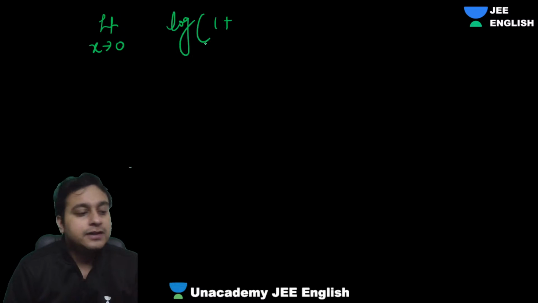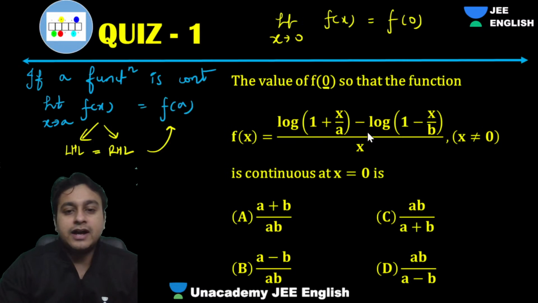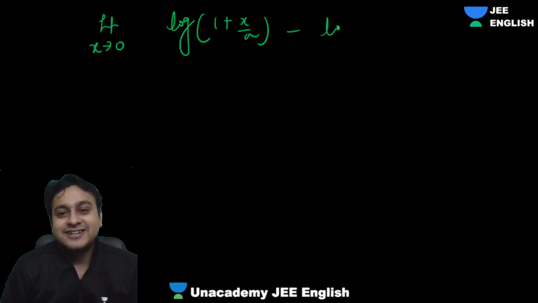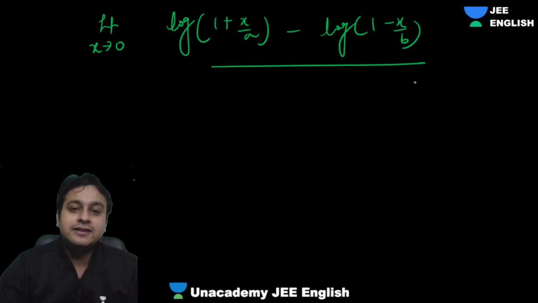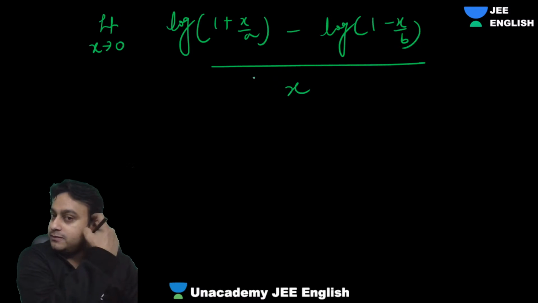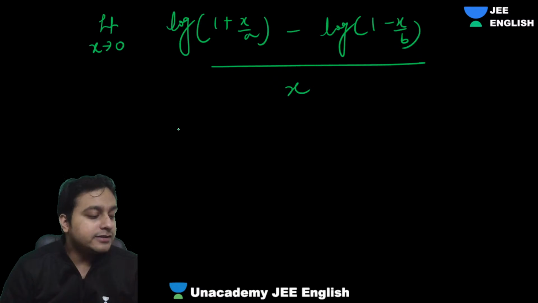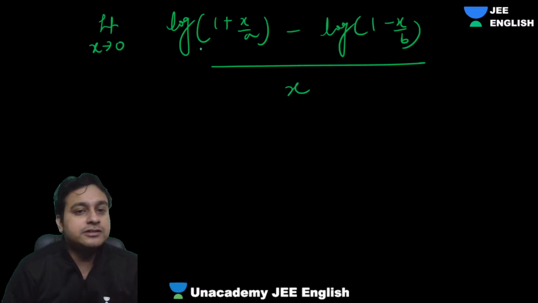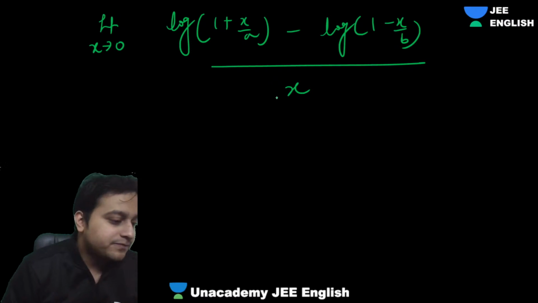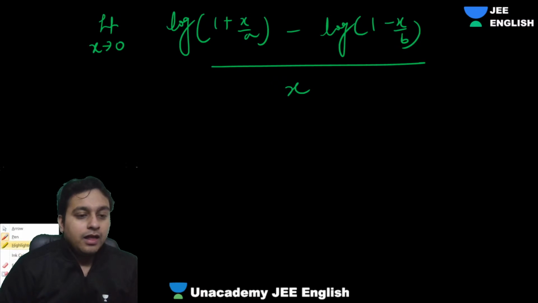So log of 1 plus x by a, minus log of 1 minus x by b, divided by x. I think Shivani has got the answer. Fantastic, Shivani. How are you? All of you can see here, guys, isn't it a 0 by 0 form? Yes or no? It's a 0 by 0 form. If we put x equals 0, this will be log 1, which is 0, minus 0, upon x. Okay, very good evening, Shivani.